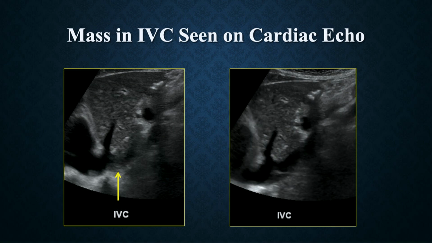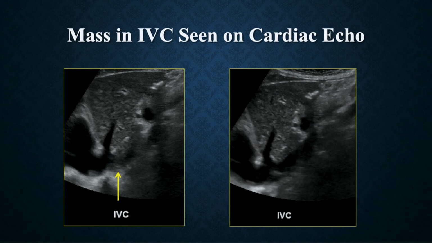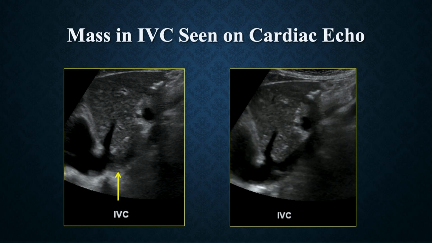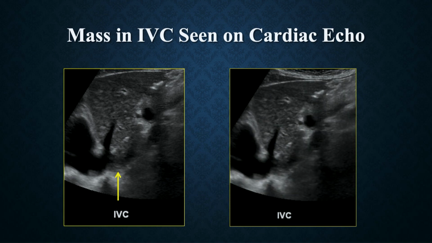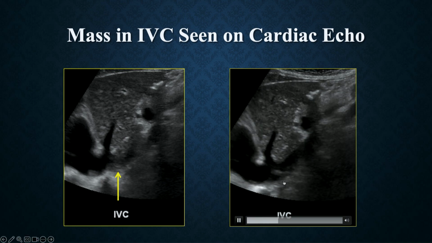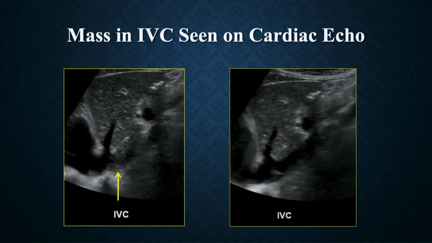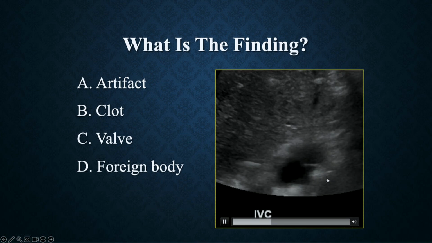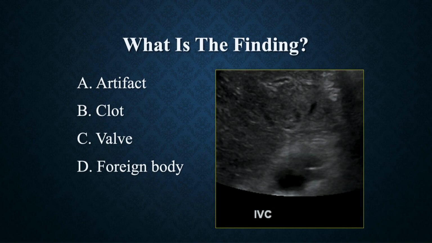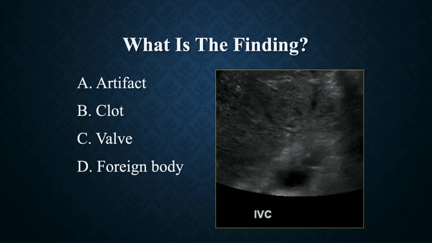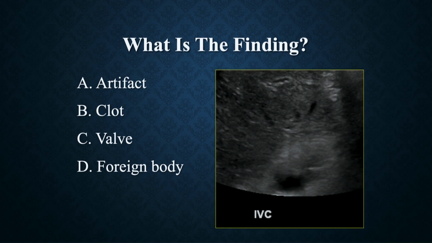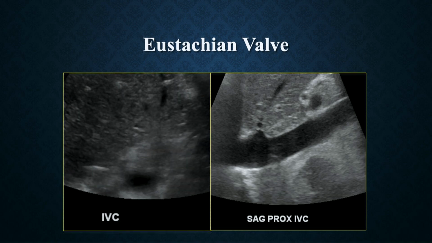Here's a different finding. This case was sent to me by cardiology. And cardiology says, we think there might be a clot in the IVC in this case. So they saw this on their cardiac echo, this linear mass in the IVC, which I think you can see pretty well here on the cine clip, right? Pointing to this area. So what is this finding? You think it's an artifact? You think it's a clot? Is it a valve? Or could it be a foreign body?